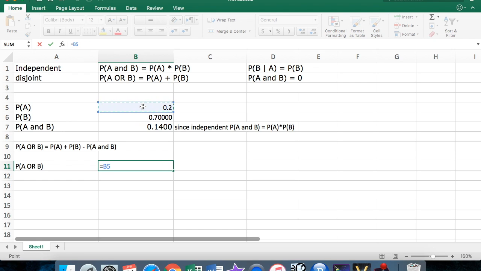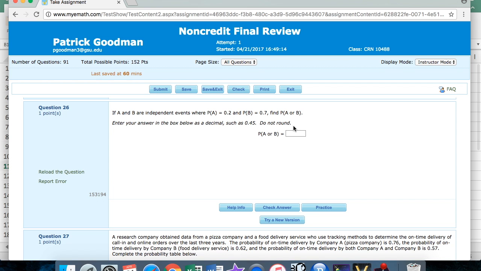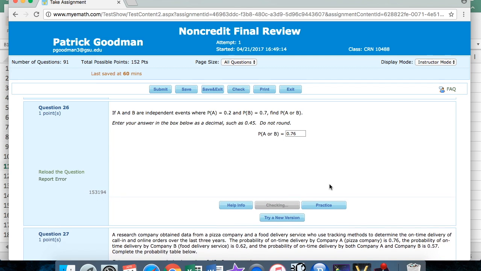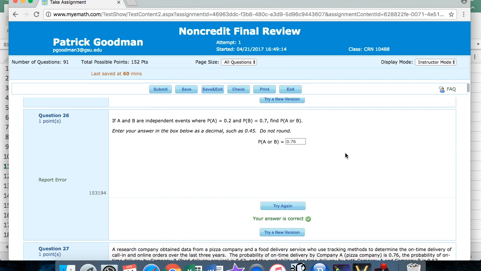Okay? So then the probability of A or B, following the formula above, you take your A plus your B minus the intersection between the two, and you get 0.76. So 0.76. That would be my solution. And there we go, it is correct. So be very careful that you make sure that you know how to find the intersection. If it's independent, that does not mean their intersection is 0. It means that the intersection is found through the multiplication rule. So just probability of A times probability of B.